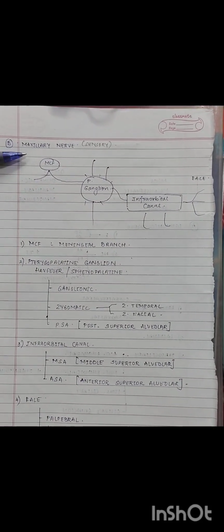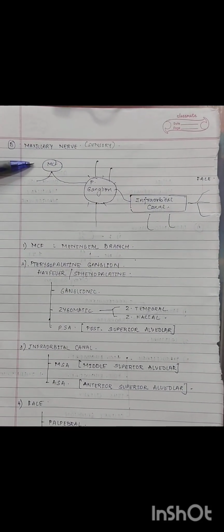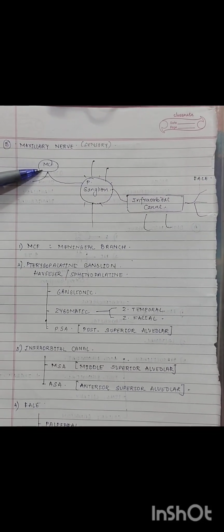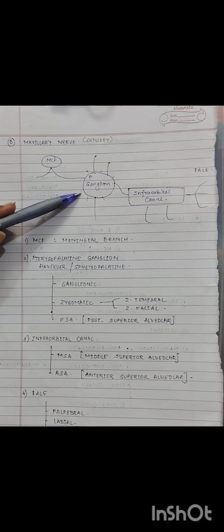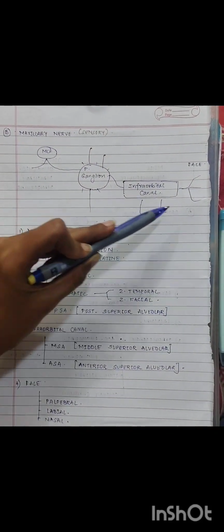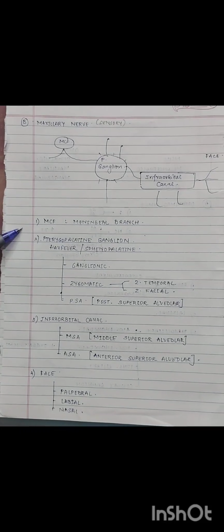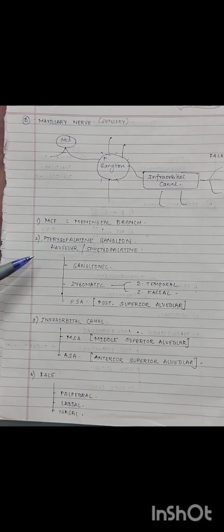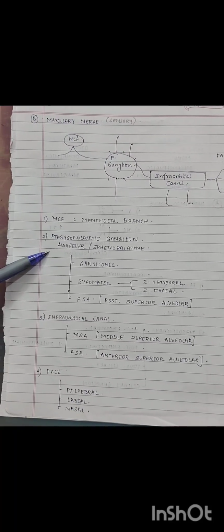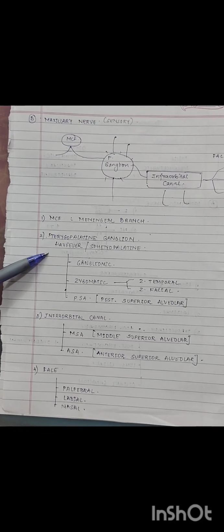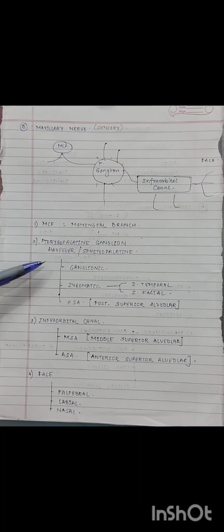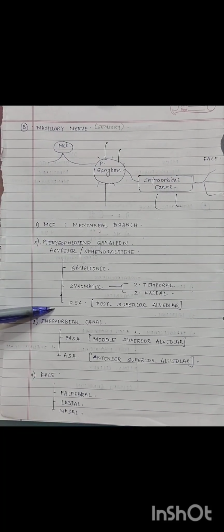Next up, we have with us maxillary nerve. It has 4 subdivisions coming from MCF, which is the middle cranial fossa, pterygopalatine ganglion, infraorbital canal, and face. So, from the MCF, we have 1 branch, which is a meningeal branch. From the pterygopalatine ganglion, also known as hay fever or sphenopalatine ganglion, we have 3 subdivisions: ganglionic, zygomatic, and PSA.